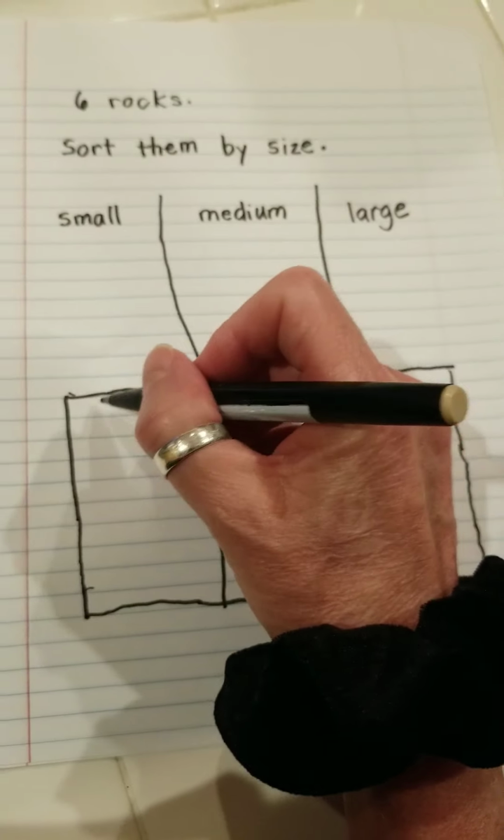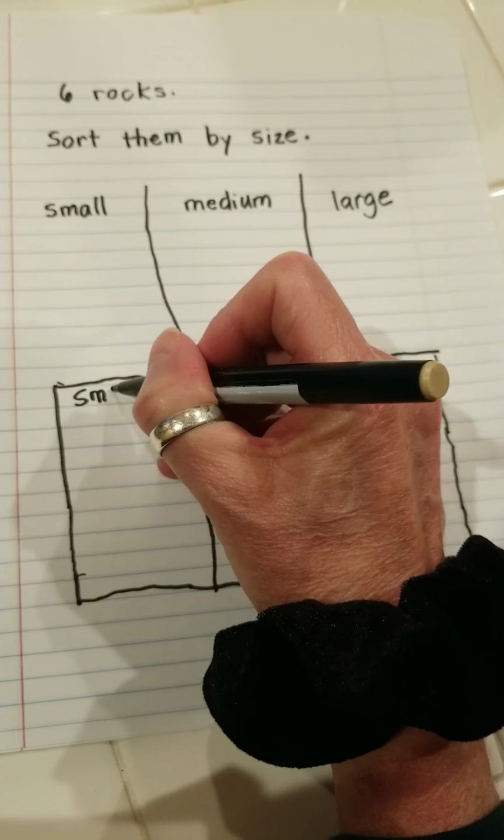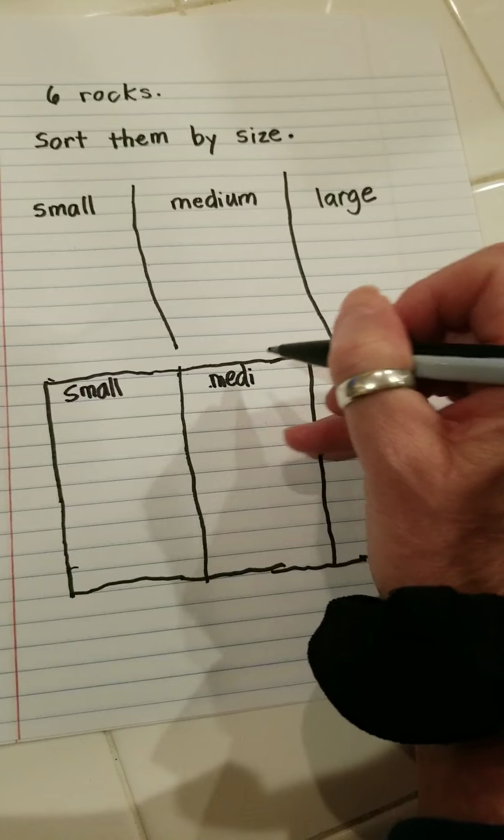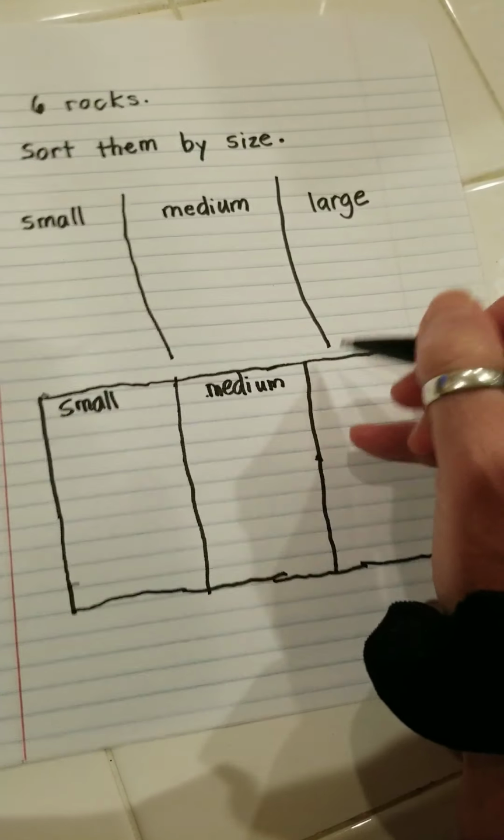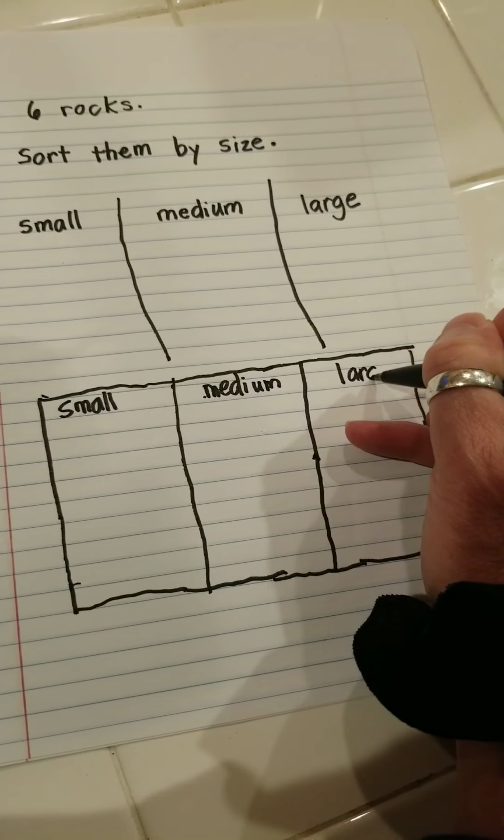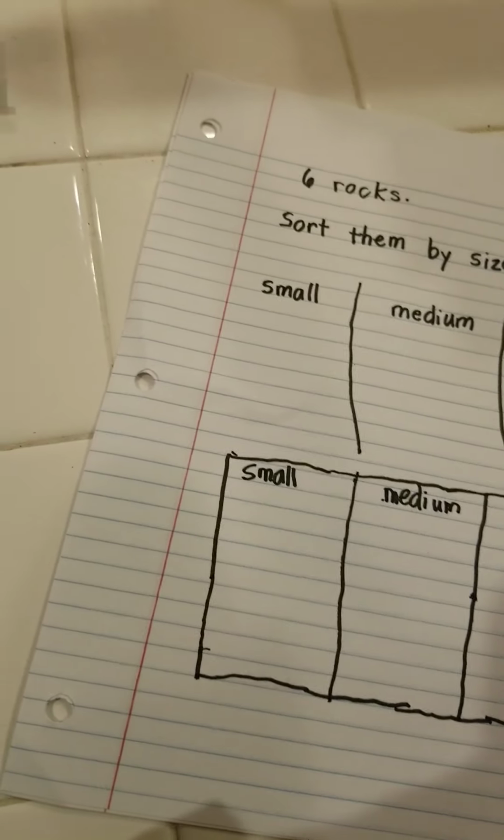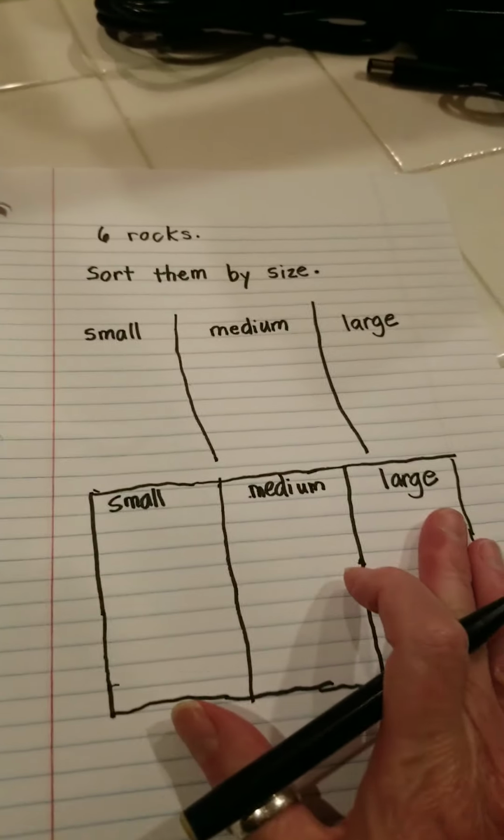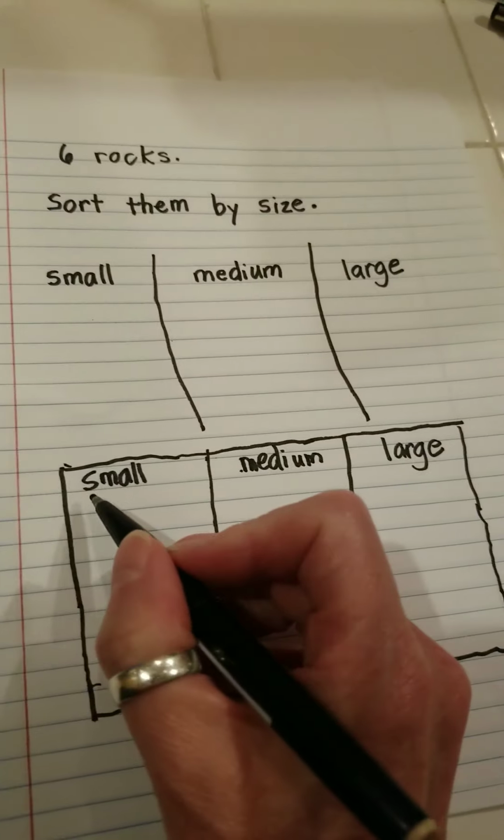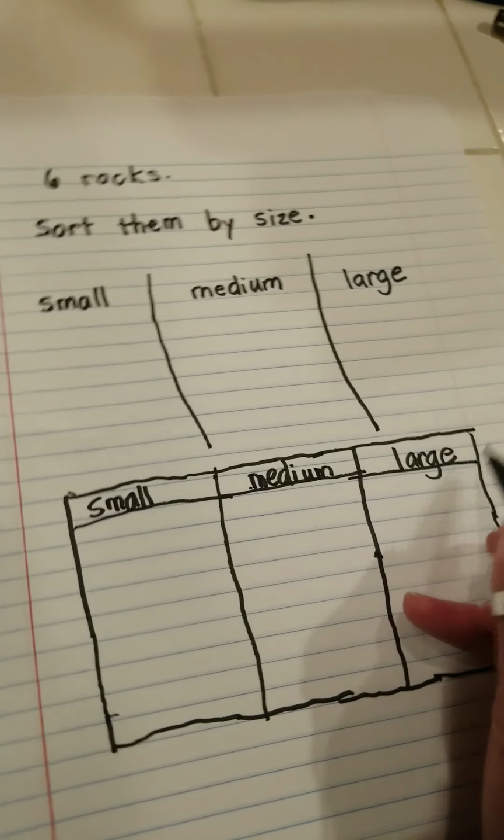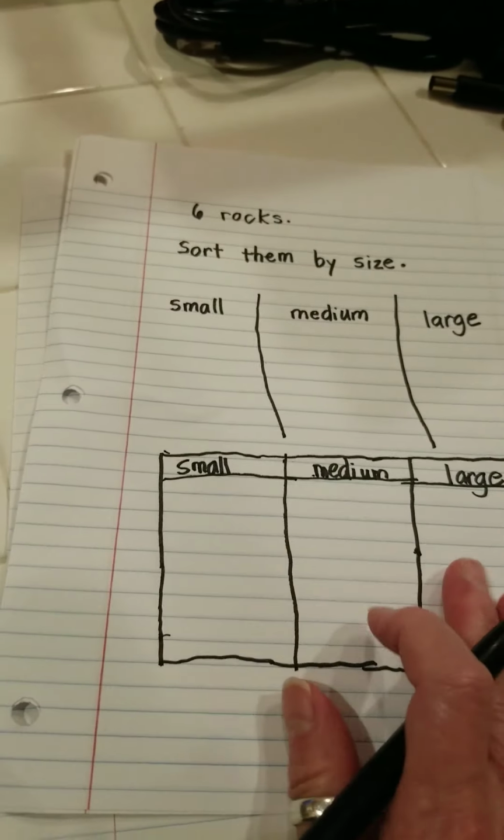And then we're going to label small, medium, and large. Okay. I'm going to see if I can put something under here so that this doesn't slide so much. All right, then I'm going to draw a line here to show that that's my label. Those are my labels for my data here.